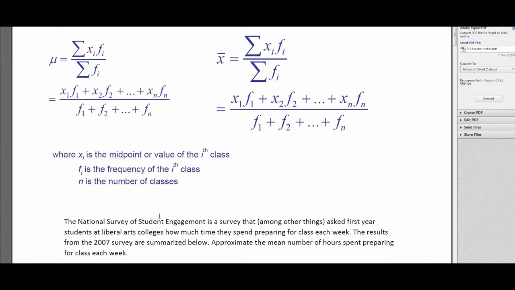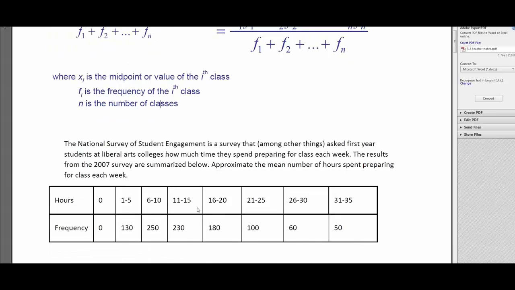I'm sorry, let's jump down to a question right here. Again, they've already grouped the data for us. We're looking at student engagement in a liberal arts college, the approximate mean number of hours preparing for class each week. There were 130 students that said they studied 1 to 5 hours a week. There were 250 that said they put in between 6 to 10 hours. There were 230 that put in between 11 and 15. So that's what all that means.